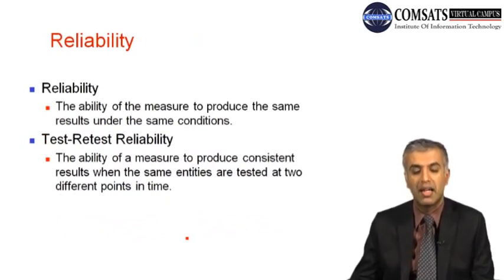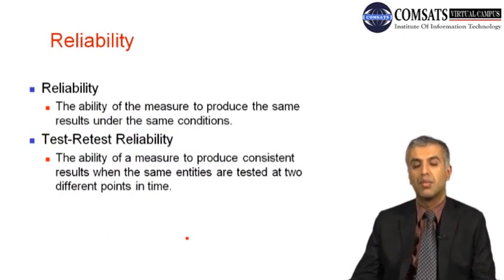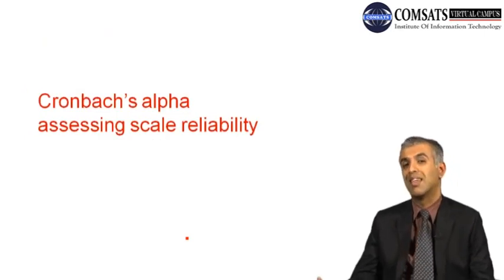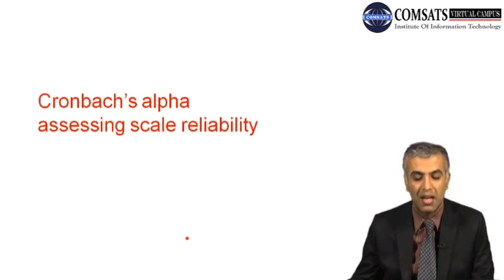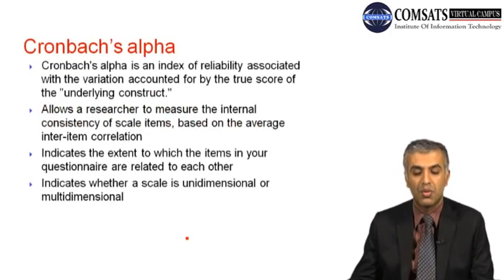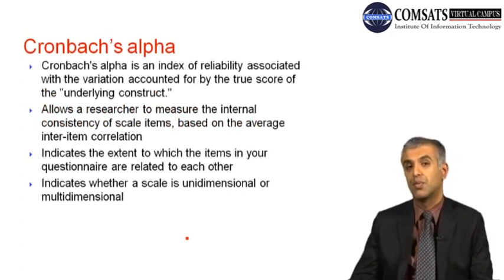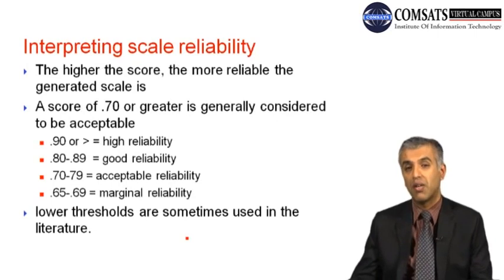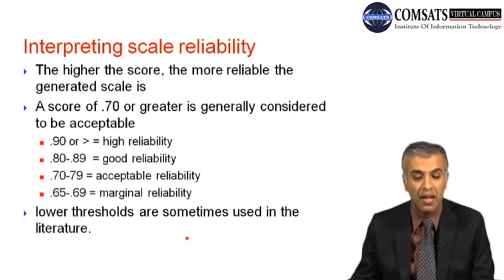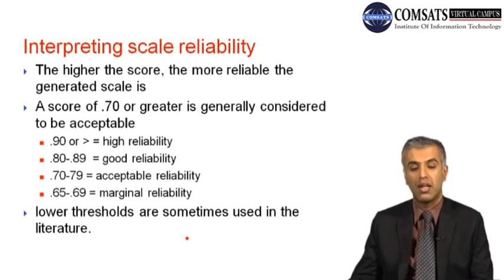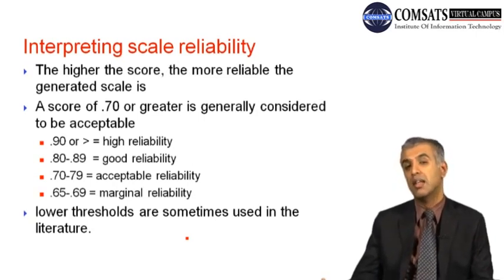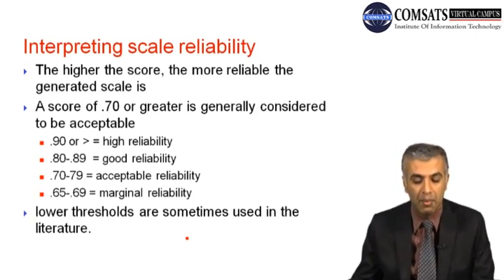What is reliability, and how to measure the results and produce the same results under the same conditions. Then the tool which is used to test reliability is termed Cronbach's alpha, and how Cronbach's alpha rules are used for detecting reliability, and how we calculate it through SPSS, was displayed here in detail. Then again, what's the interpretation of the scale of reliability? This was discussed in detail here, and what kind of score is important, and in what cases we will look for high reliability, good reliability, acceptable reliability, and marginal reliability.